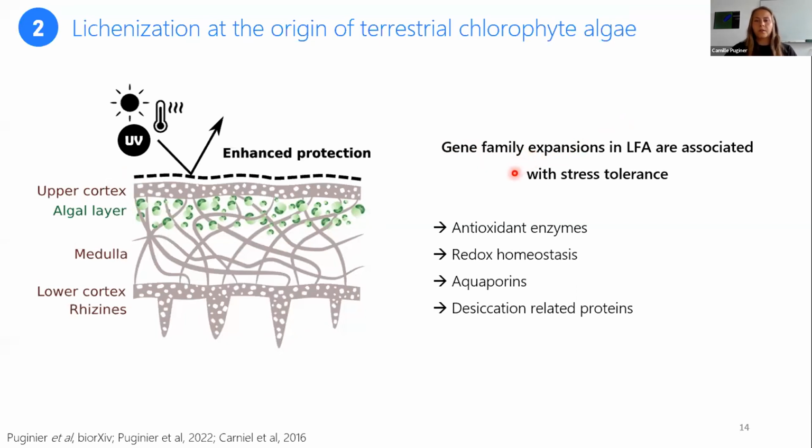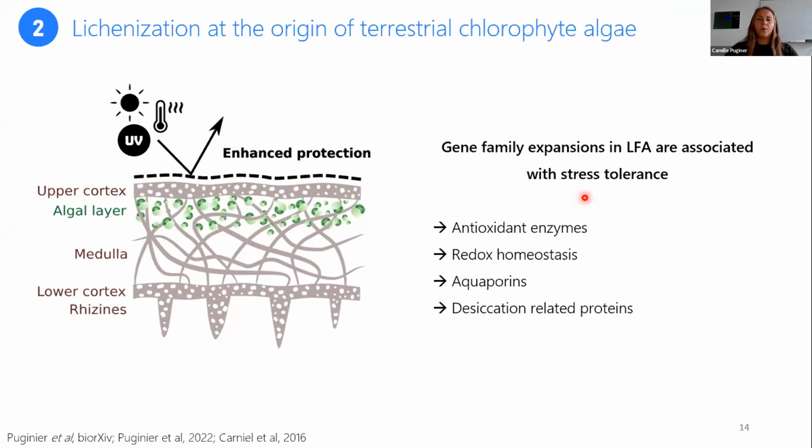For instance, we found a gene family in expansion involved in antioxidant enzymes or enzymes implicated in redox homeostasis. We also found aquaporins and desiccation-related proteins that could be helpful for the lack of water in terrestrial habitats. So overall, it seems that the combination of the physical barrier composed of fungal hyphae and the expansion of gene families in lichen-forming algal genomes makes it possible for algal cells to live and thrive in terrestrial habitats and to be adapted to a wide range of environments.